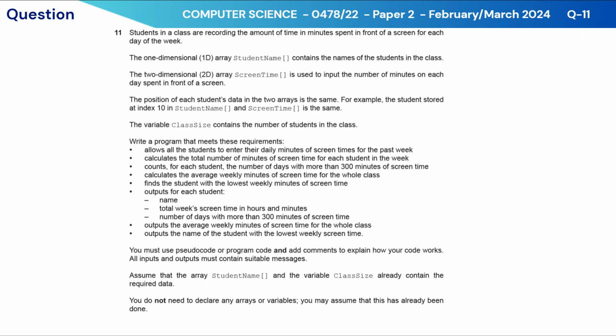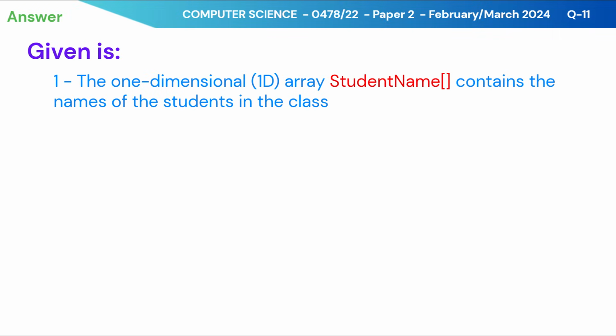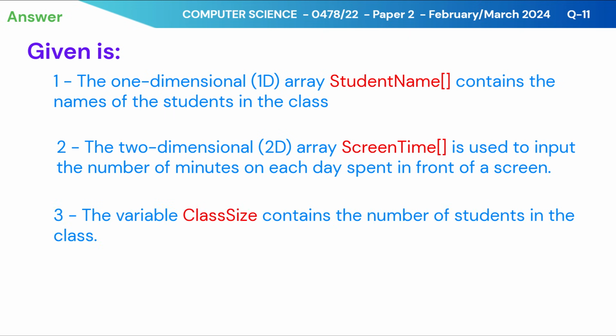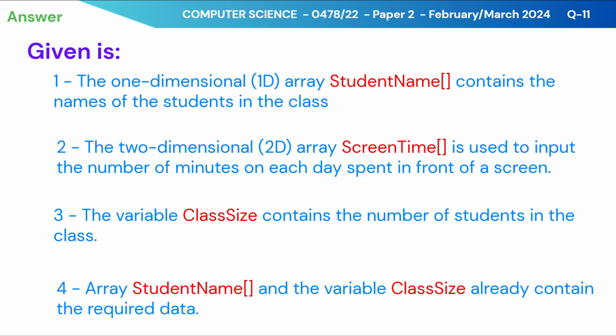Before writing the program, it is very necessary to analyze the question to find out what is given and what is required so that we should not miss any requirement. Let's first start to find what is given. Given things are: number 1. The one-dimensional 1D array student name contains the names of the students in the class. Number 2. The two-dimensional 2D array screen time is used to input the number of minutes on each day spent in front of a screen. Number 3. The variable class size contains the number of students in the class. Number 4. Assume that the array student name and the variable class size already contain the required data.